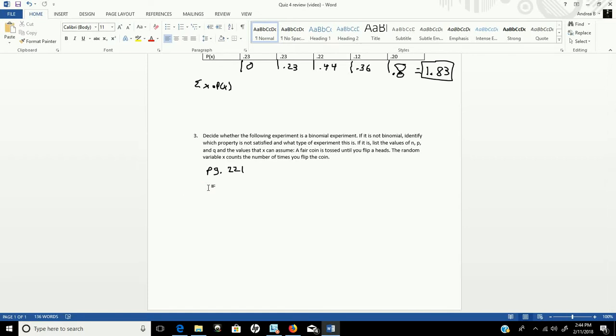So here we have that a fair coin is tossed until you flip a heads. So you keep flipping this coin until you get a heads. So we don't know how many times you're going to flip it. So in this case, then we don't know what n is. N, remember, represents the number of trials, the number of times that you're doing it. So in order for it to be binomial, you would have to know what your n is, how many times you're going to do this. So in this case, we have then that it's not a binomial, since you don't know what n is, which remember is the number of trials.